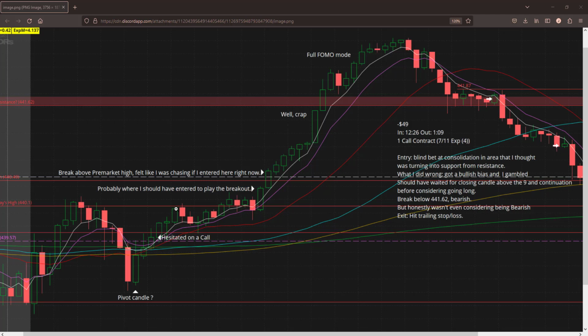You get a little bit tempted here, and if you break up above that candle, you certainly could call that a trigger. But I think there's one trade here, honestly, Joe. I think there's one trade here when you look at this chart, and you nailed it on your analysis. You said, okay, this is probably where I should have played the breakout. And you're absolutely right. That is where you should have played the breakout.